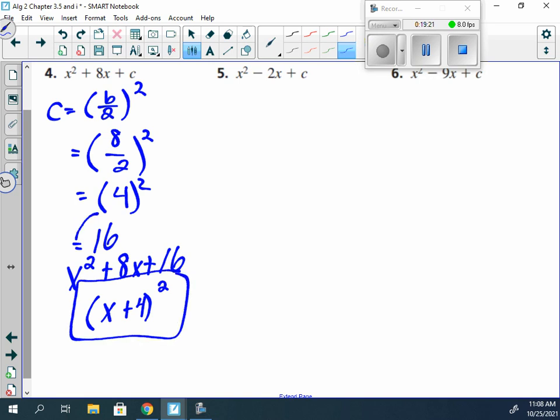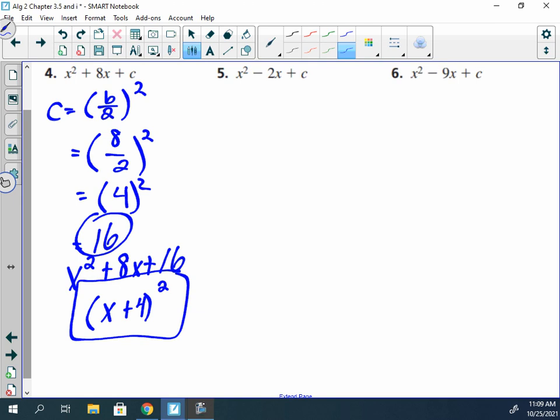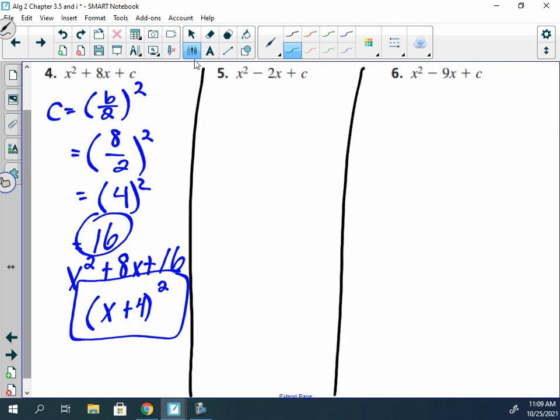It's x plus 4 squared, because again, the number that goes in there with x would be the number that we have before we square it. Any questions on this here before we look at the next one? All right, so let's look at the next one.